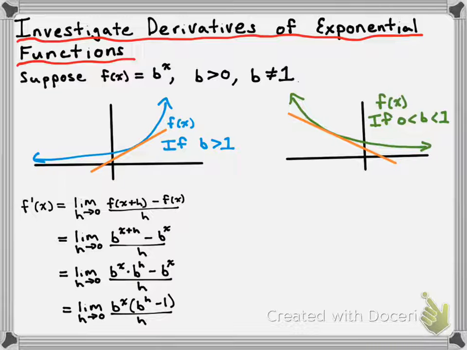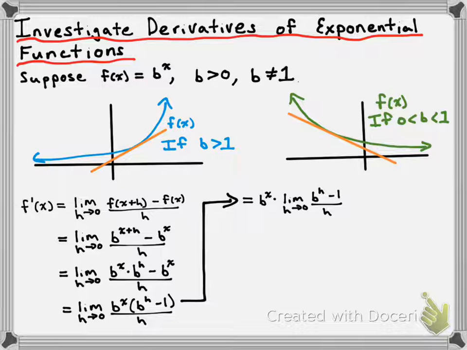Okay, so at this point, I'm going to get you to notice that the b to the power of x factor that we have here, in this expression, it obviously doesn't have an h in it. And that means that we are going to be able to apply limit properties, right, in such a way that allows us to pull the b to the power of x out front in this way. So that's going to give us b to the power of x multiplied by the limit as h approaches 0 of b to the power of h minus 1 over h.